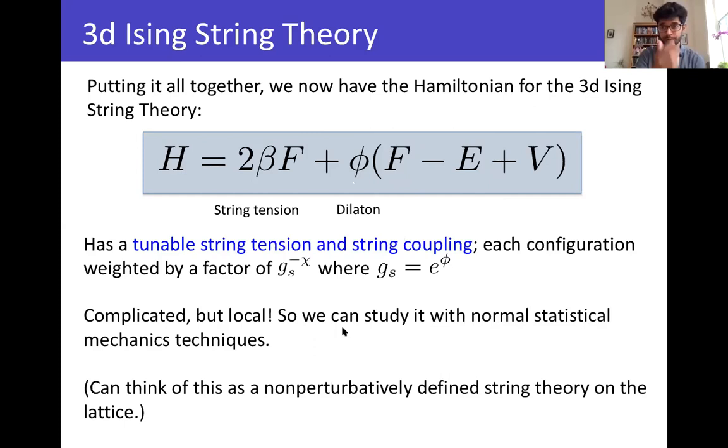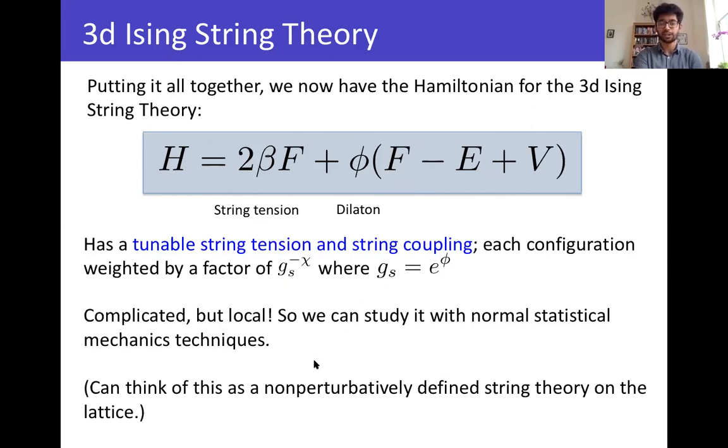And this gives our theory both a tunable string tension and a string coupling, okay? The string coupling is the exponential of the dilaton, like usual. And now each configuration is weighted, as I promised, by a factor of g_s to the minus chi, okay? So I've just given you a Hamiltonian, which I think you can now really think of as a string theory because it has a string coupling.